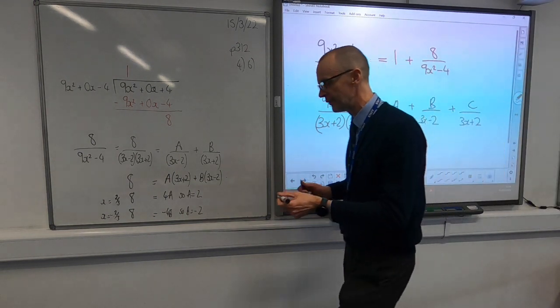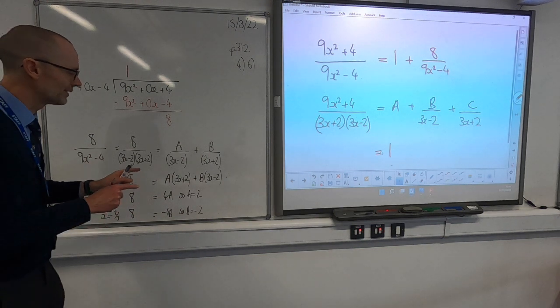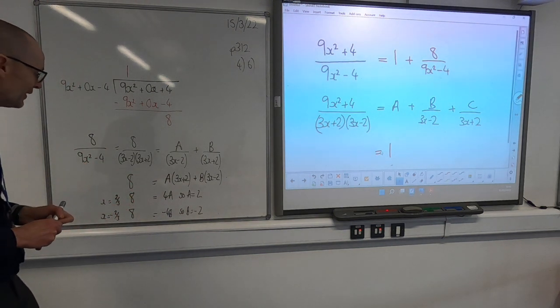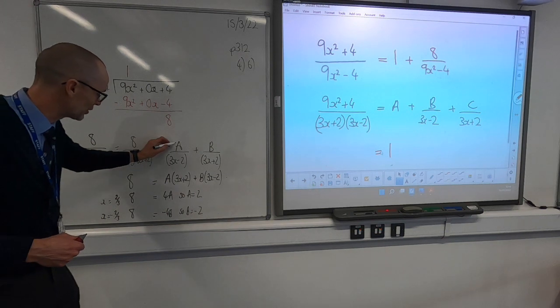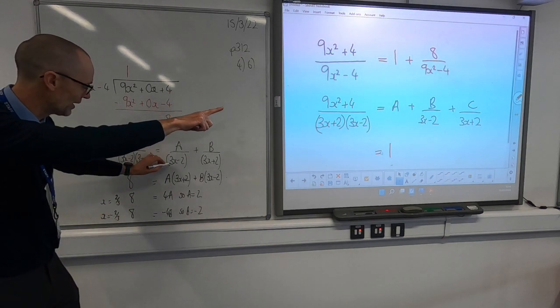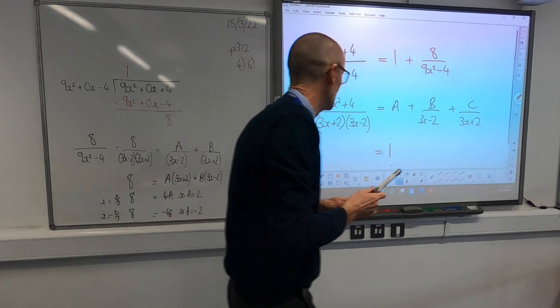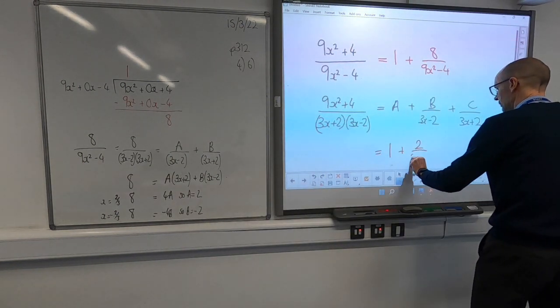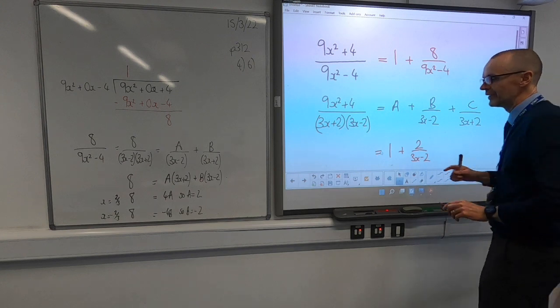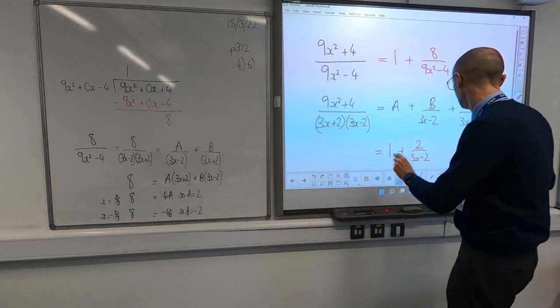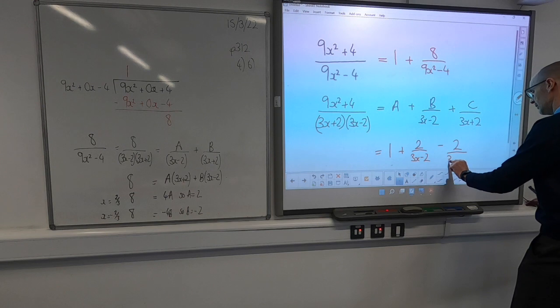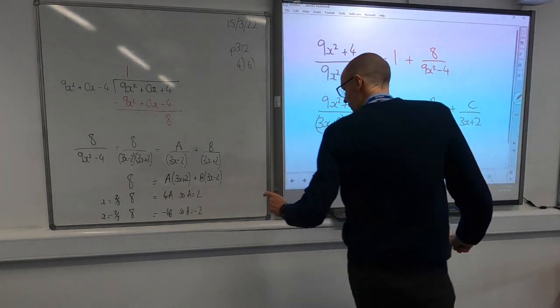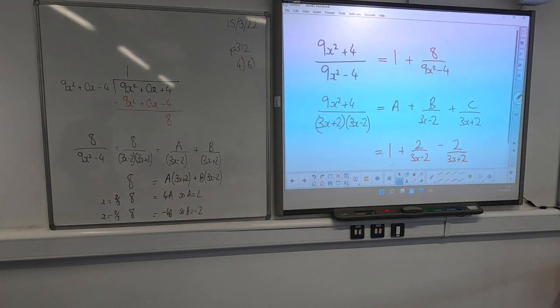Oh, of course I've confused myself, haven't I, by using A and B rather than B and C. Are we okay with that? So that should be my B over there, shouldn't it? It's the numerator for x minus 2, so that's 2. And that should be my C, which is minus 2. I got that the right way round? Yeah. So I'm in a position where I could now integrate.